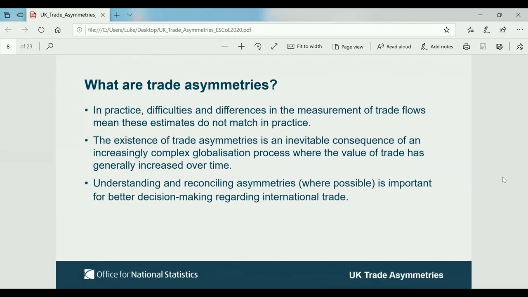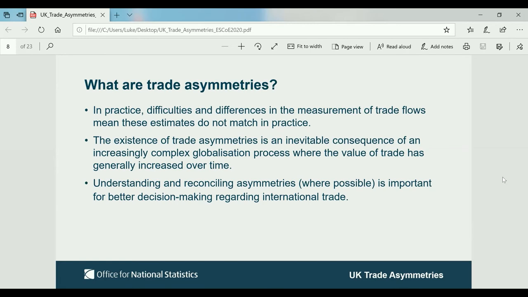In practice, of course, difficulties and differences in the measurement of trade flows mean that these estimates don't often match in practice. Really, the existence of trade asymmetries is something of an inevitable consequence of what is an increasingly complex globalization process. So we've talked a little bit about that already this morning, and also where the value of trade, notwithstanding the first half of this year, has generally increased over time.